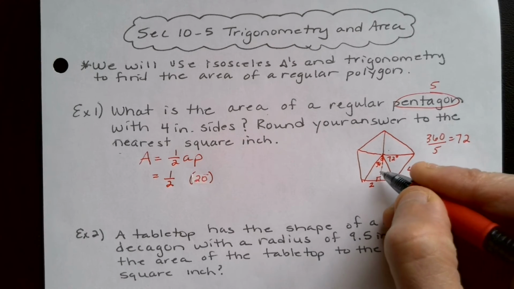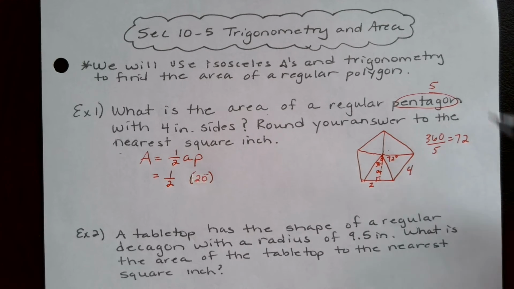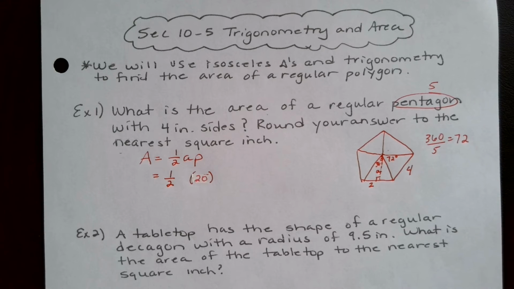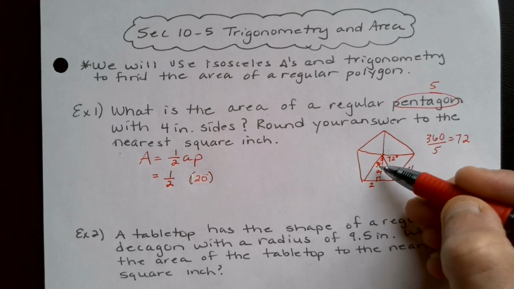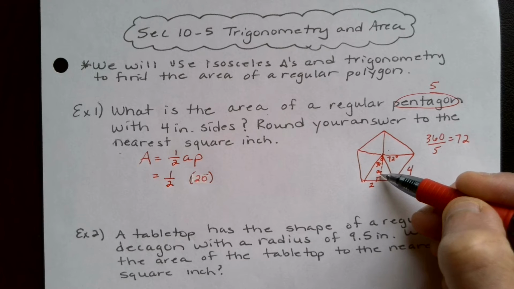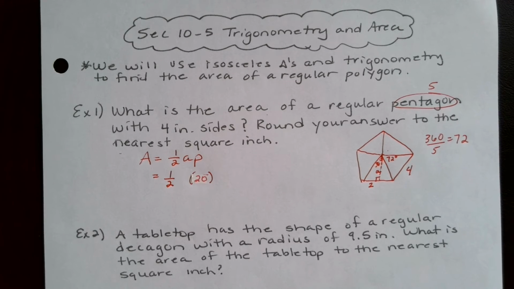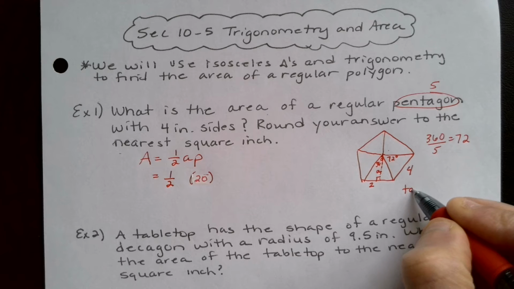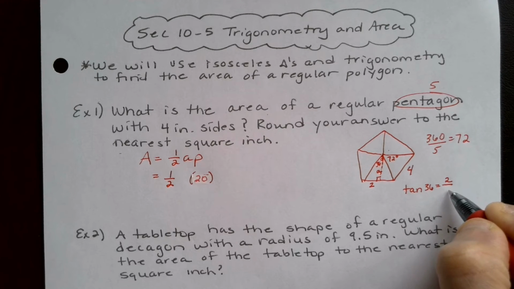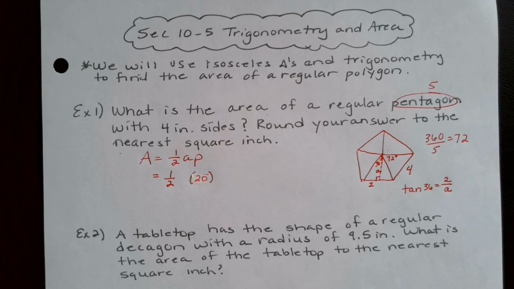So if I need the apothem, and I have this side and I have this angle, which function would I use? That's right, Dan. We're going to use the tangent function. So the opposite of 36 is 2, and the adjacent to 36 is a. Very good. So we have the tangent of 36 is equal to the opposite over the adjacent.